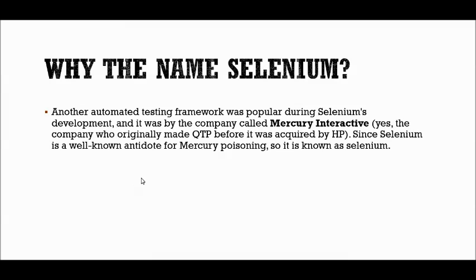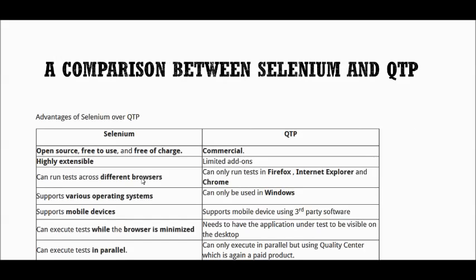Next, the comparison between Selenium and QTP. In this slide, we can see the advantages of Selenium over QTP. Selenium is an open source tool. It is a free tool, so anybody can download and install it on their machine and use it for testing purposes. But QTP is a commercial tool. It has a license cost. A limited number of add-ons can be added to QTP, but in Selenium there is no limitation. There are multiple jars, so we can import the jars in our project and use them.